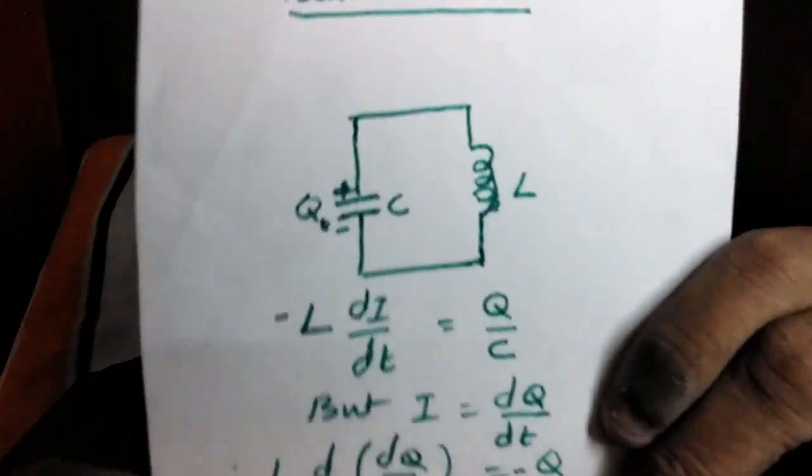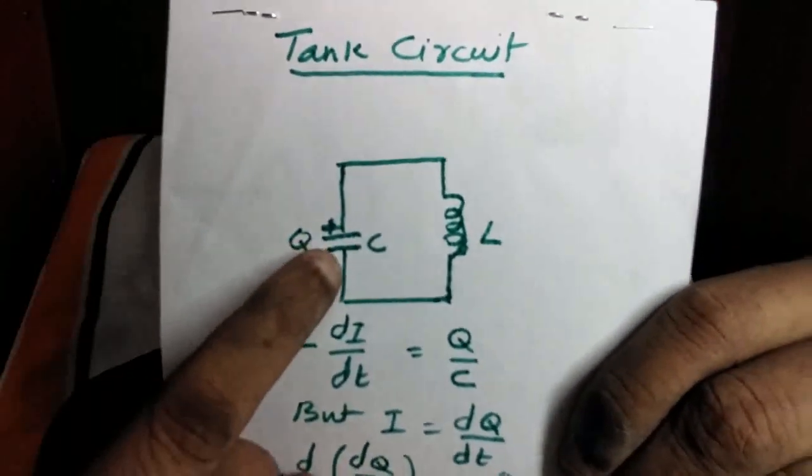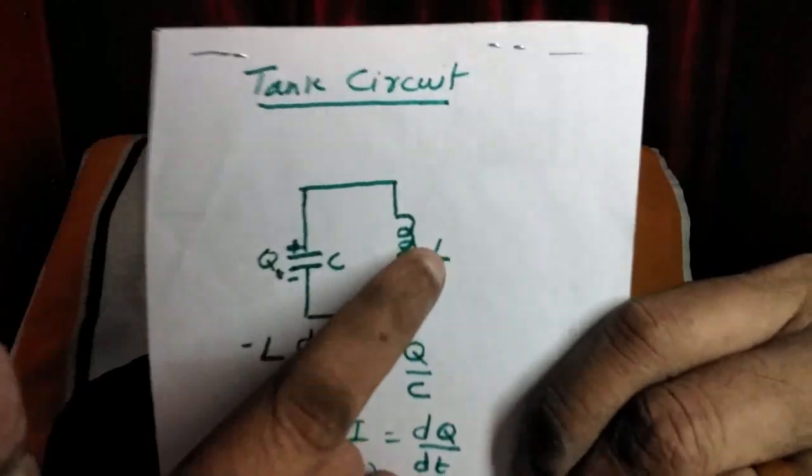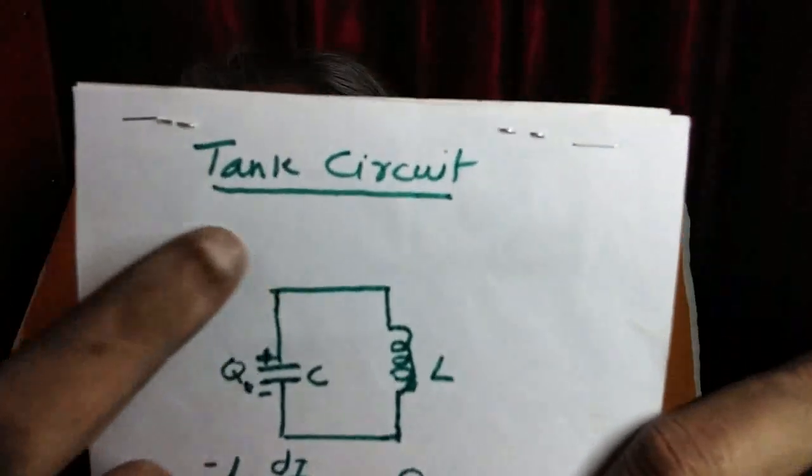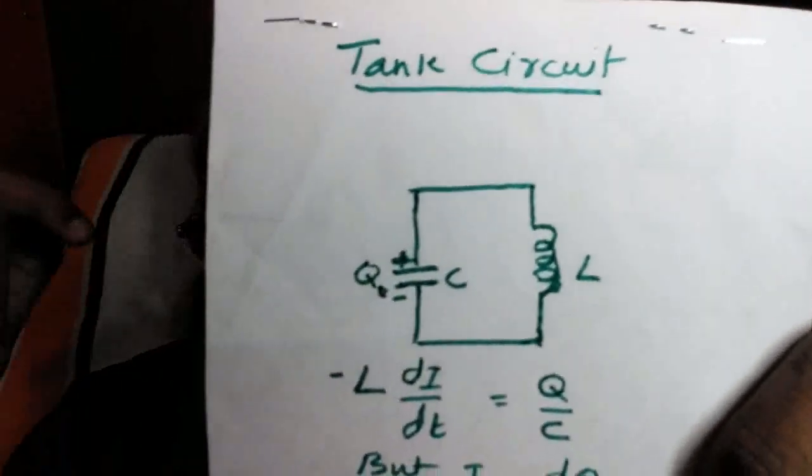Let us see a special type of circuit in AC theory. That is nothing but a parallel combination of a capacitor and an inductance coil. This circuit is known as a tank circuit.